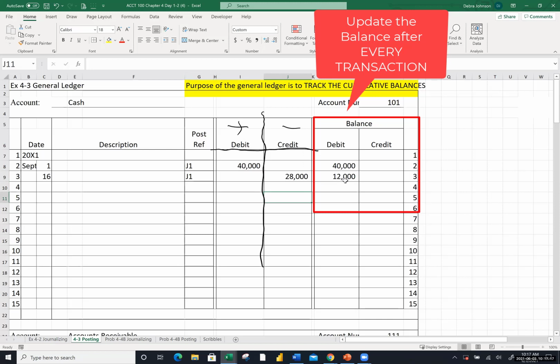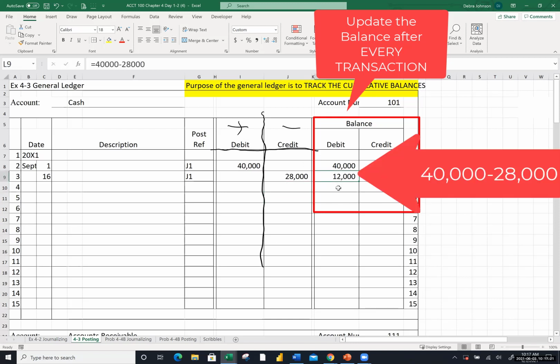Yes. How did you get that 12,000? So the way that I got that 12,000 is this is a credit. This 28,000 here is a credit. And for cash accounts, credits pull the balance down. So I took my starting balance of 40 and I subtracted out 28,000.